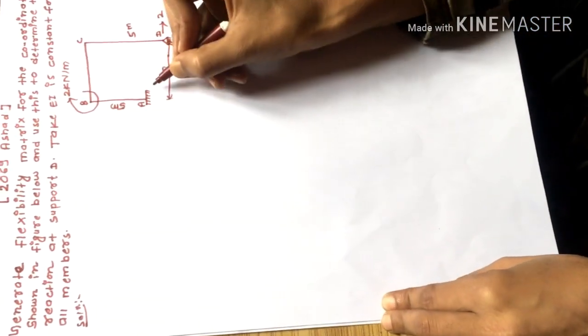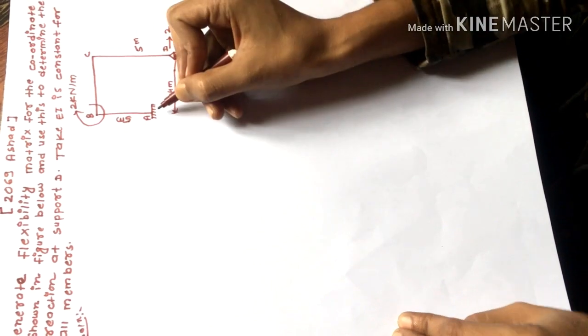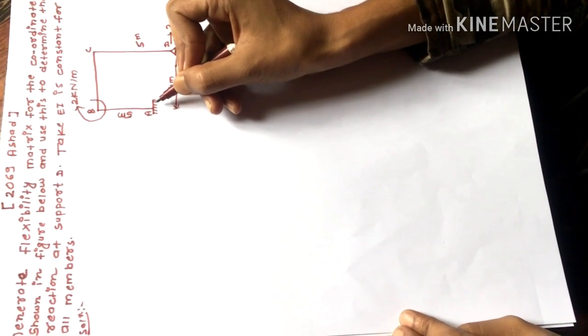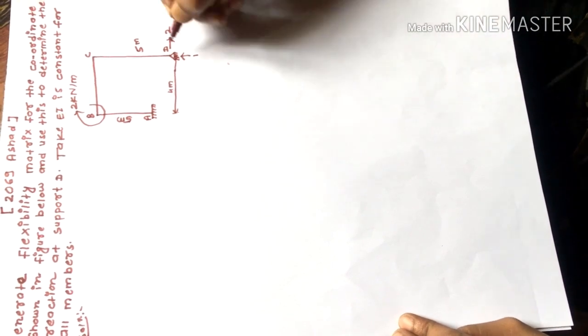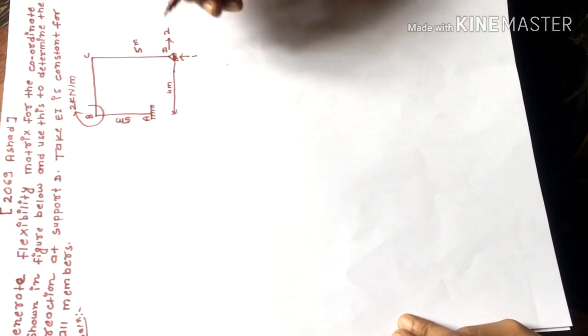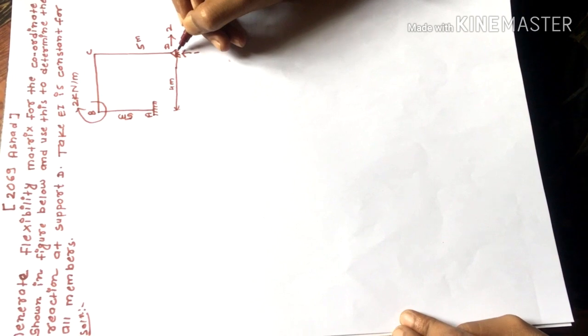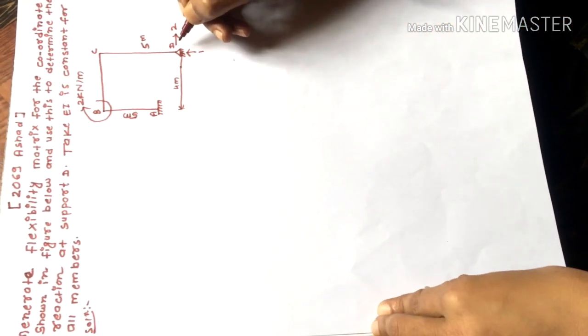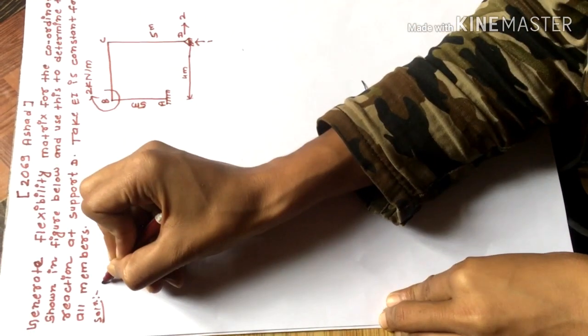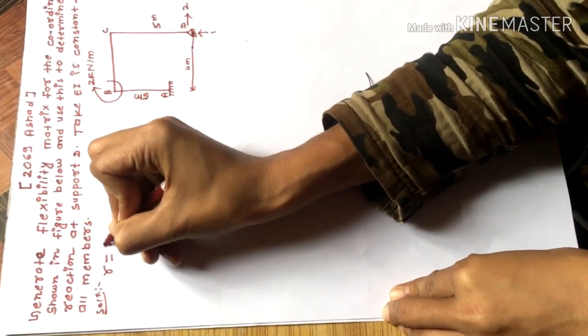Let me calculate the number of reactions. Here at point A there is a fixed support, so at point A the number of reactions is 3. And we can see at point D there is a roller support, hinge support, so at point D the number of reactions is 2. So the total number of reactions R is equal to 5.